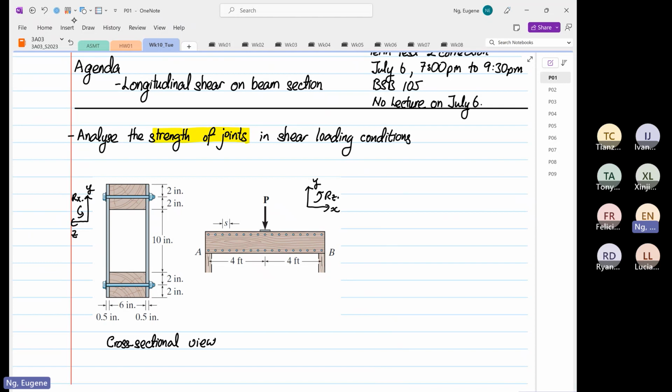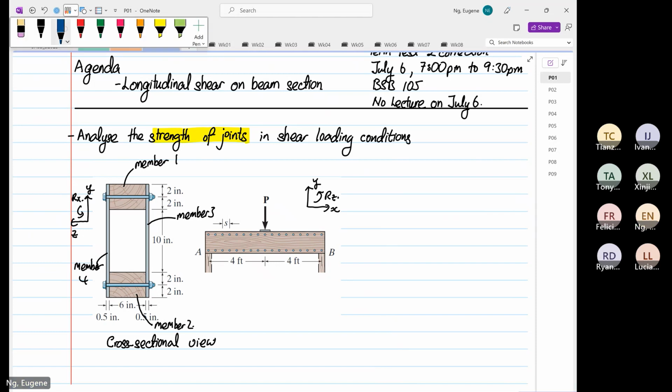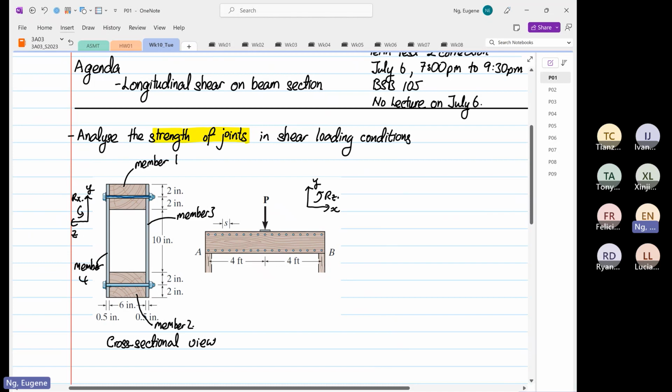So you have 4 members over here, 4 individual separate members. You have member number 1, member number 2, member number 3, and member number 4. And all 4 members are held together by a fastener. This is the fastener over here that I'm going to draw in blue. These are the fasteners. This is also a fastener. So they're held together by the fasteners.